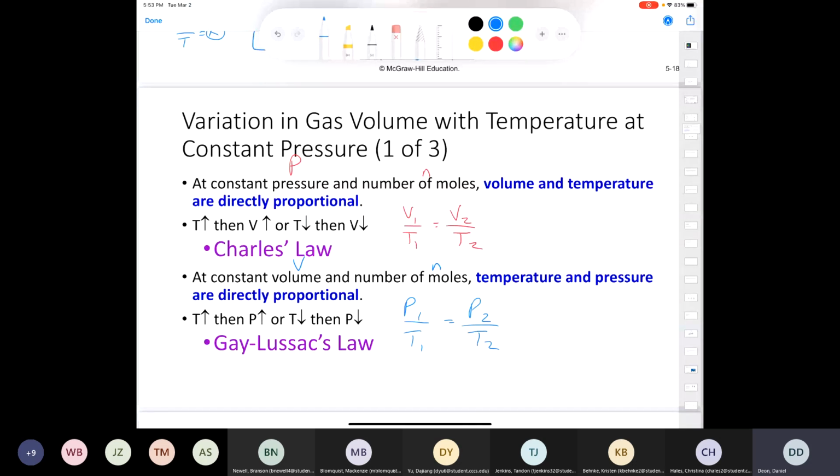So as you jack up the temperature, pressure is going to increase, right? If you've ever used a pressure cooker, you know that. You turn up the heat on your stove. What happens inside the pressure cooker? The pressure increases. You lower the temperature, the pressure decreases, right?